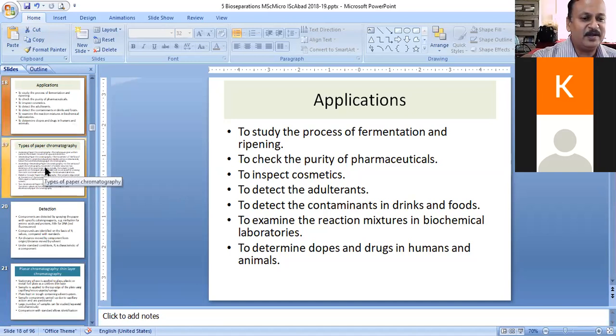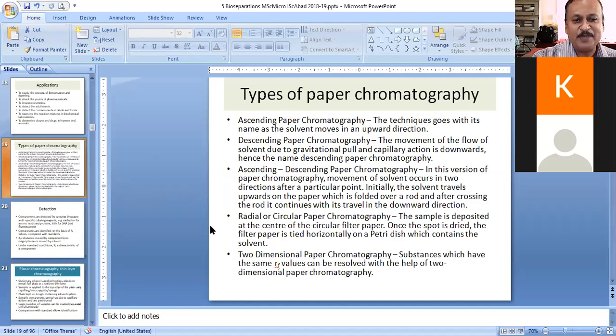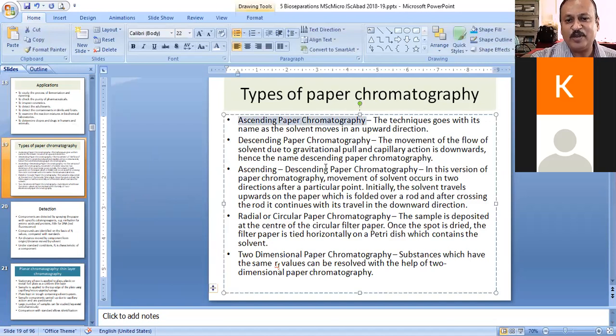Then we will also go to types of paper chromatography. I'm not going to spend a lot of time. I expect you all to read about it from different sources, which I have given you already. There is ascending paper chromatography, where the movement of the samples is from the base of the paper, against gravity, from bottom to the top. And then we have descending chromatography, where the flow of the mobile phase is from top to bottom vertically.